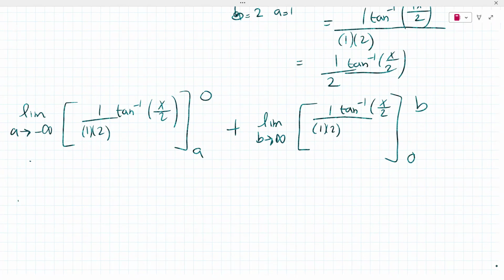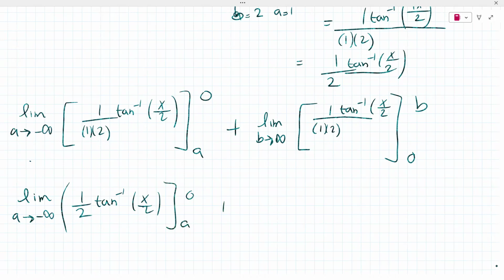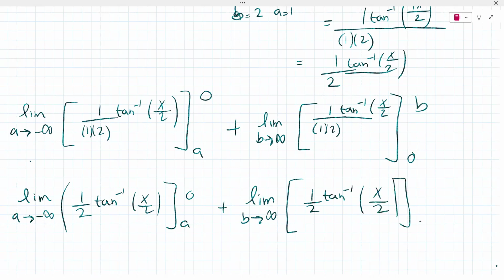Okay, so we can rewrite this as the limit as a approaches negative infinity of 1/2 tan inverse x over 2, a to 0. It's the limit. I'm just rewriting it to make it look nicer. Plus limit as b goes to infinity of 1/2 tan inverse of x over 2, 0 to b.